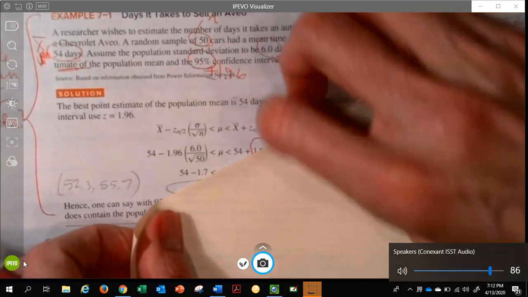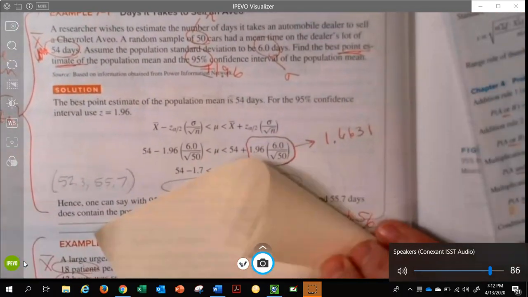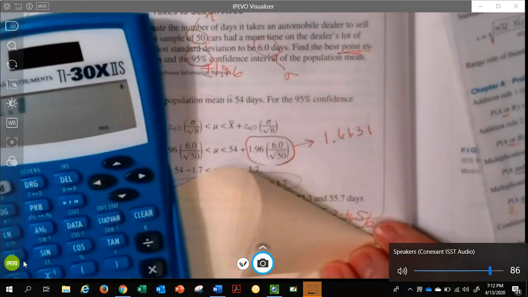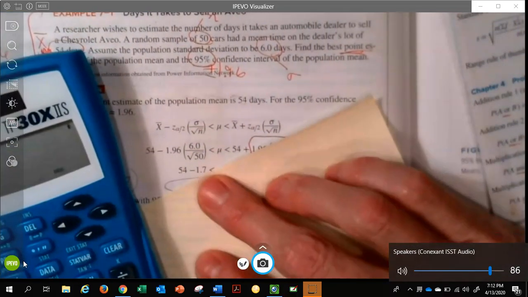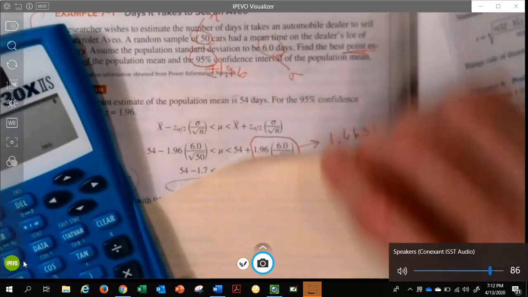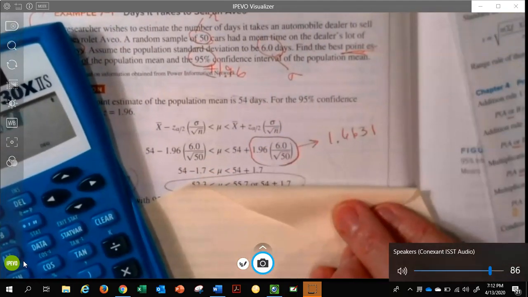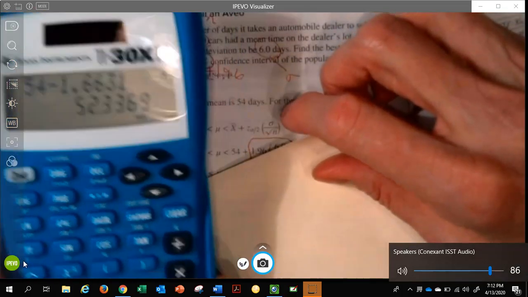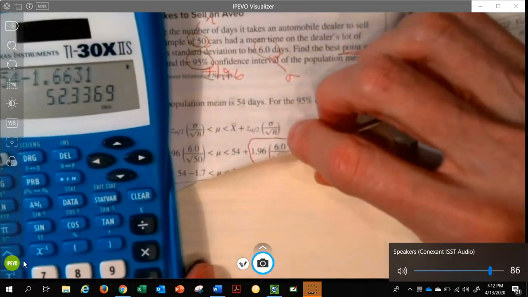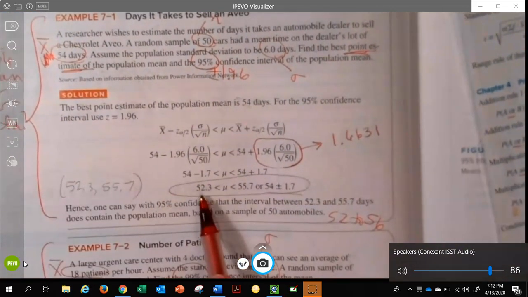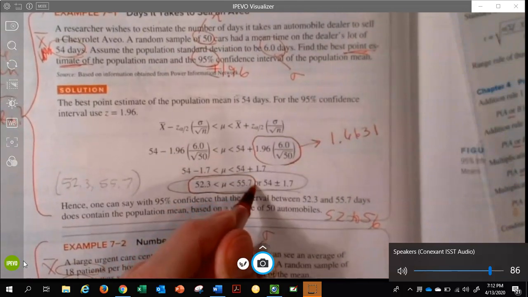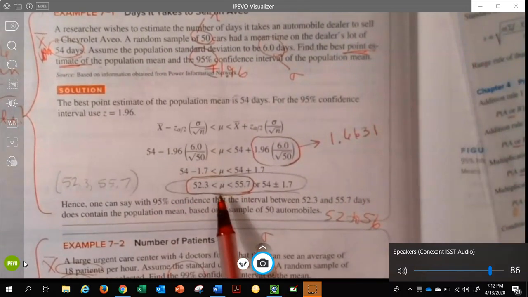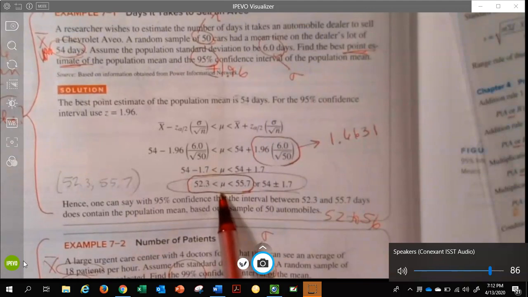Then I got to go over here. I'm going to take my 1.6631, and actually I'll just go the other way. I'll do the 54 from over here minus, and I just want to make it a little bit more accurate, 1.6631 equals, and I'm getting a 52.34. And so here's my 52.3. So this is what I'm looking for us to be able to write.